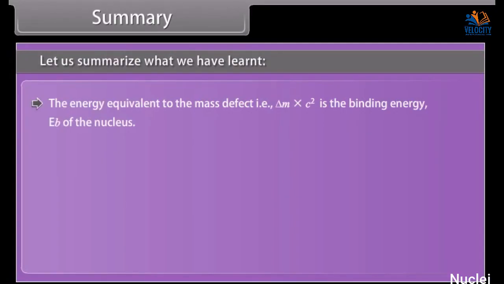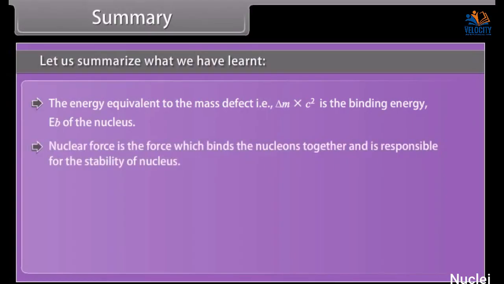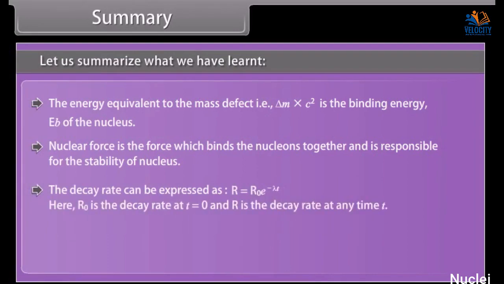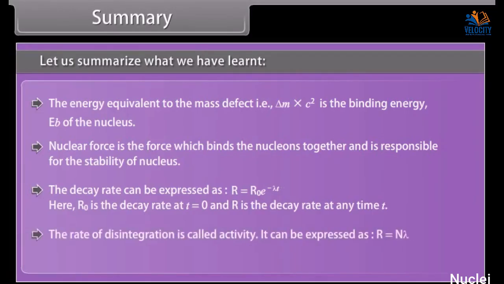Nuclear force is the force which binds the nucleons together and is responsible for the stability of the nucleus. The decay rate can be expressed as R = R0 e^(-λt), where R0 is the decay rate at t equal to 0, and R is the decay rate at any time t. The rate of disintegration is called activity. The SI unit for activity is becquerel.